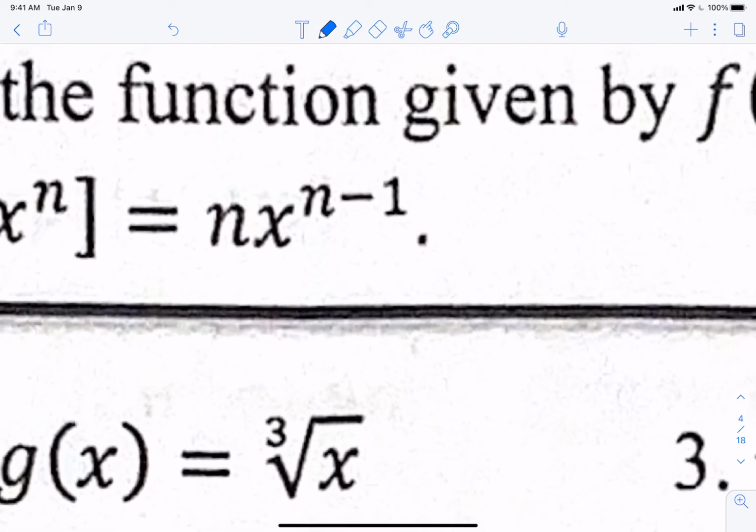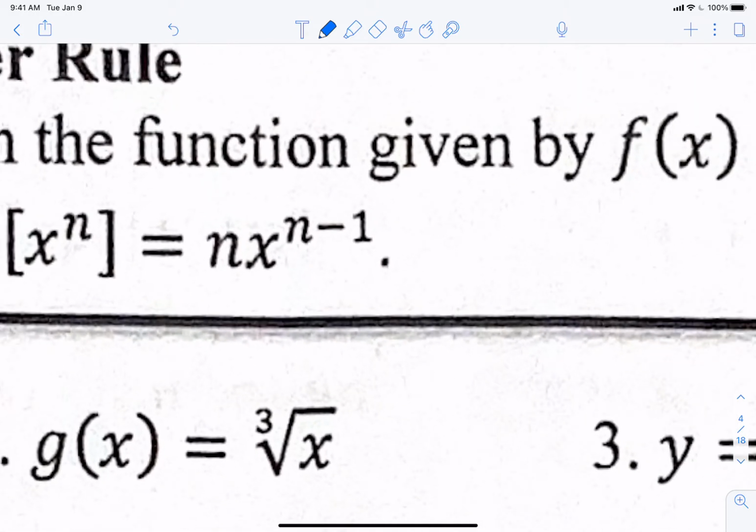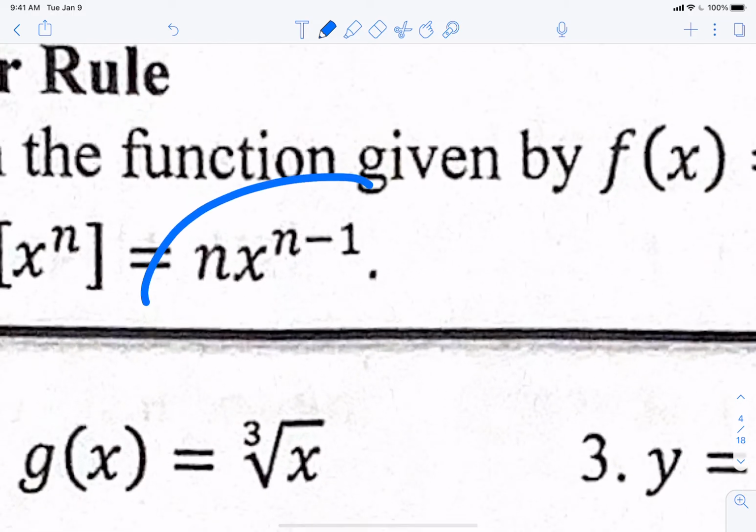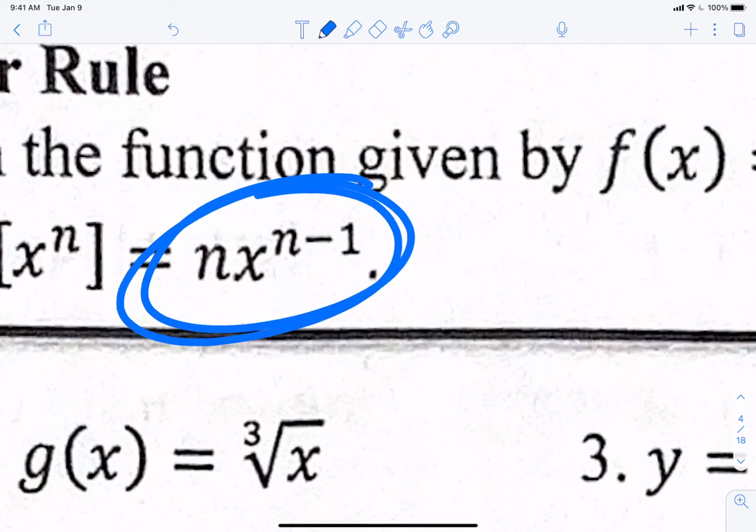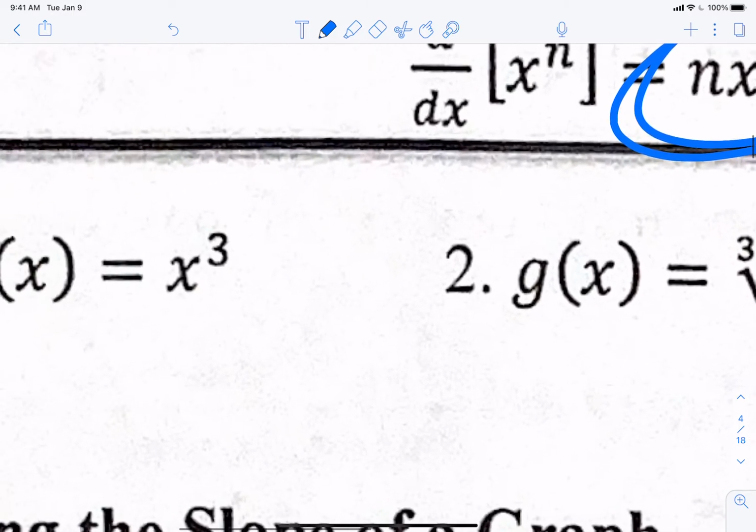All right, here's the power rule. Here's the power rule: n x to the n minus 1. The exponent drops down in front, and then you subtract 1 from the exponent. That's always the way that the power rule goes. You take the exponent, drop it down in front, and then subtract 1 from the exponent.